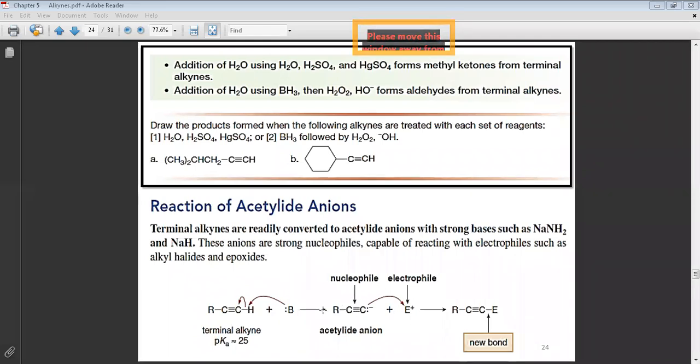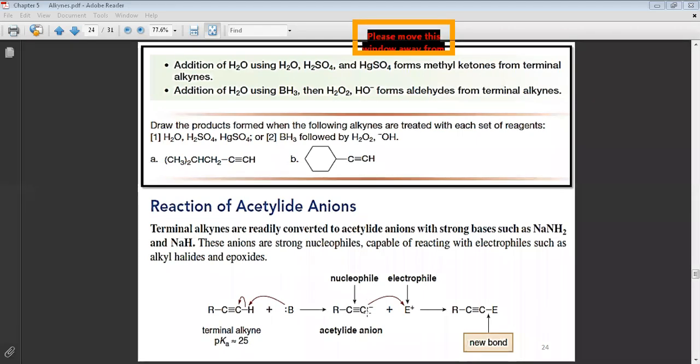Okay, to give you what? To give you the acetylide anion. Anion means a negative charge on the carbon. Carbanion. Okay, carbanion, acetylide anion. Now, in simple words, the acetylide anion can act as a nucleophile.